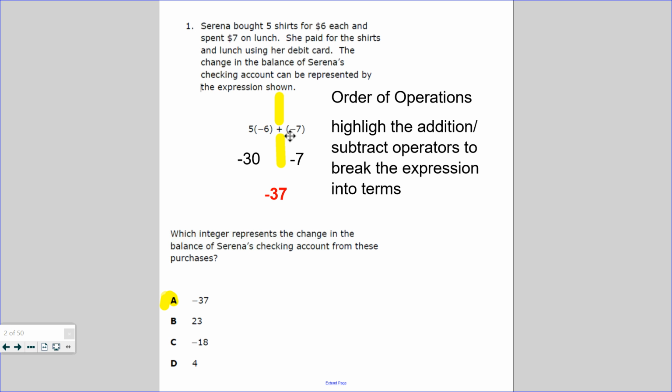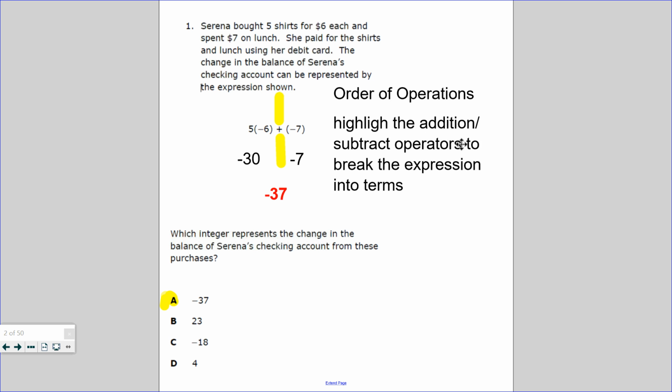So, do you remember order of operations? What do we highlight? The addition or the subtraction? Highlight the addition or the subtraction operators to break the expression into terms. So what's 5 groups of -6? 5 groups of -6 is -30 because 5 times 6 is 30. Then you put a negative there.